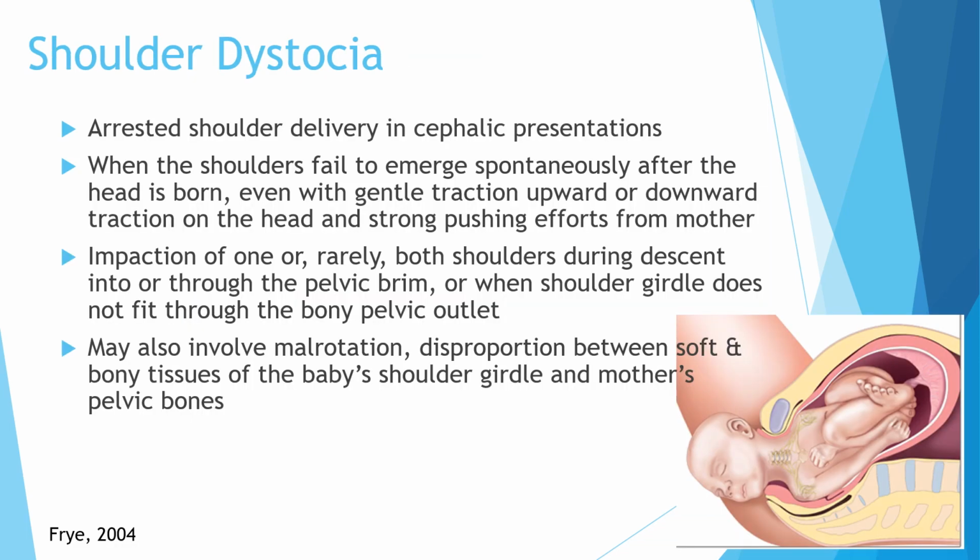Shoulder dystocia is the arrest of the shoulders during delivery. The head is out, but now the shoulders are stuck. There's different ways the shoulders can get stuck, so we'll talk about that a little bit more along. The shoulders fail to emerge spontaneously after the head is born, and that's more of a medical definition.